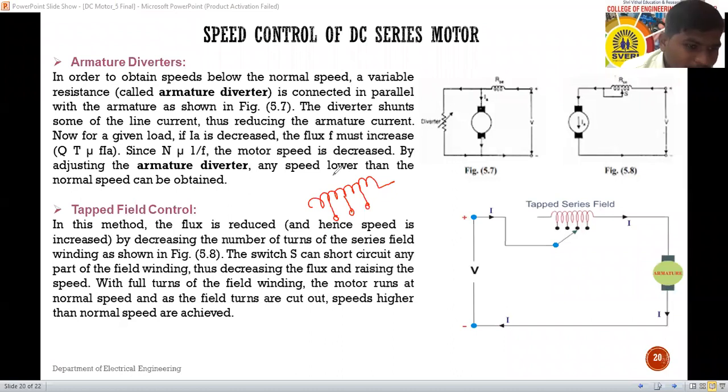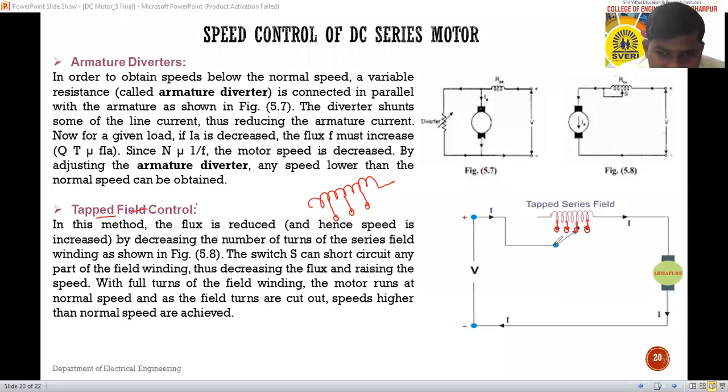Okay, so in the tapped field control speed control method we are just providing some taps on the field winding. जी काय series field winding असेल त्याला tapping provide केले. See, this one is the field winding and some tapping points which are formed on that field winding.